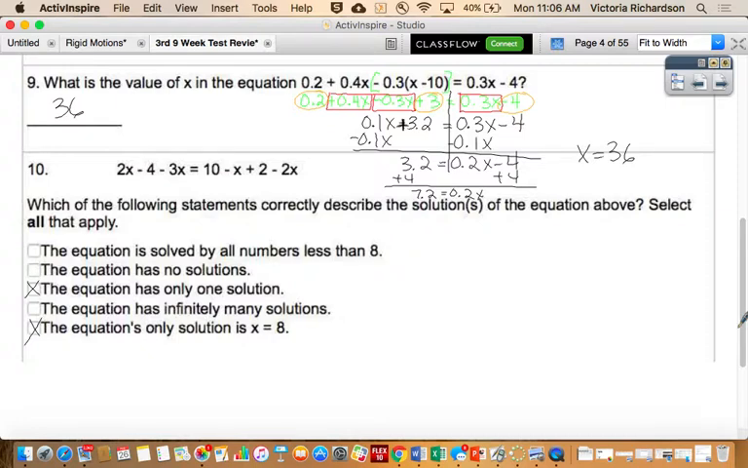Now I will say this. If you feel better about working with decimals, because you can put them in the calculator, change all your fractions to decimals and see if that helps you out. A lot of students that I've had in the past have done that.